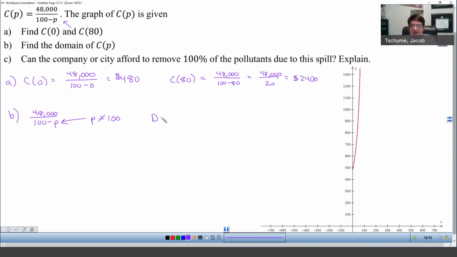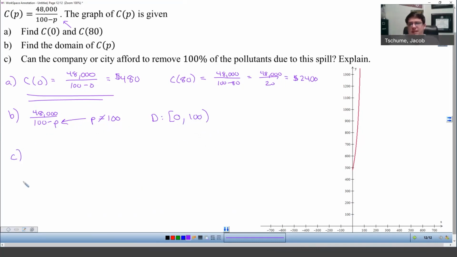So if all of my numbers have to be between 0 and 100, my domain would actually be just 0 to 100. You can include the 0 because we plugged that number in, but you can't include the 100 because that would make a 0 on the bottom.